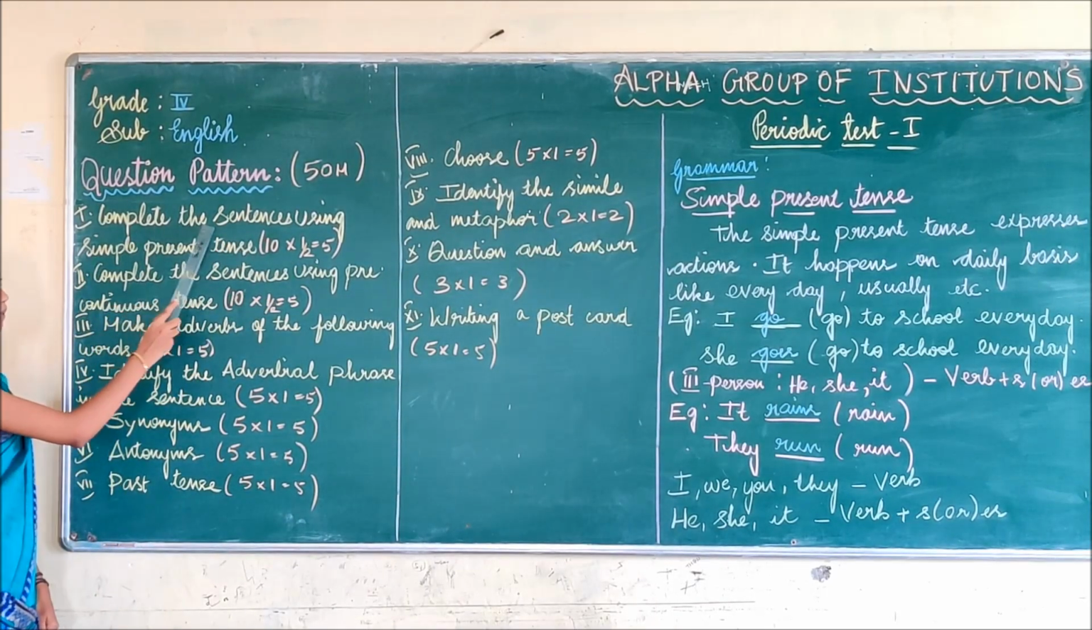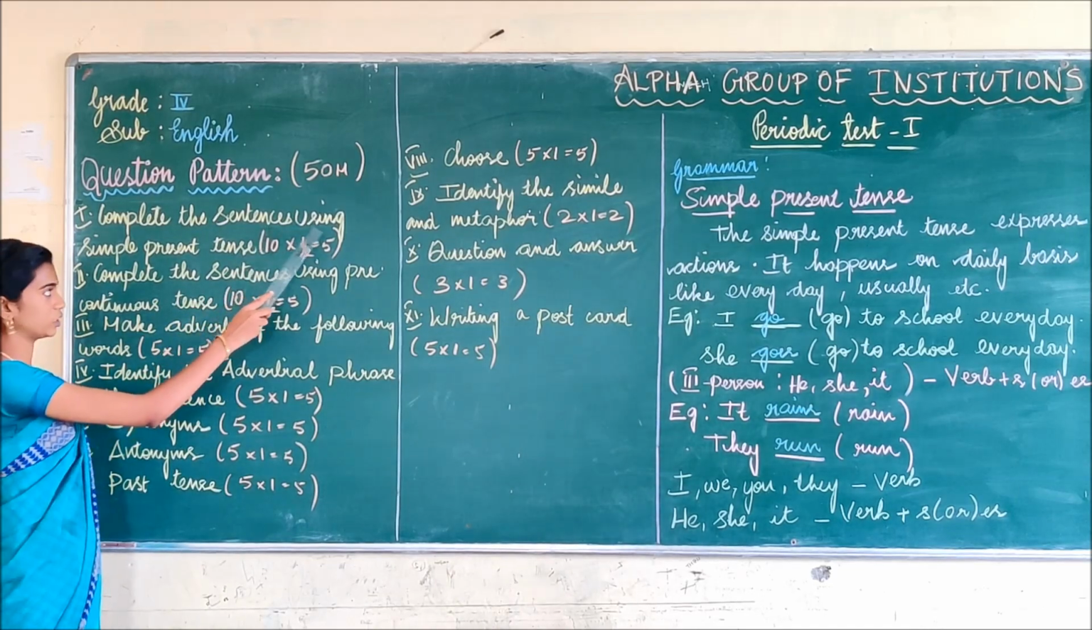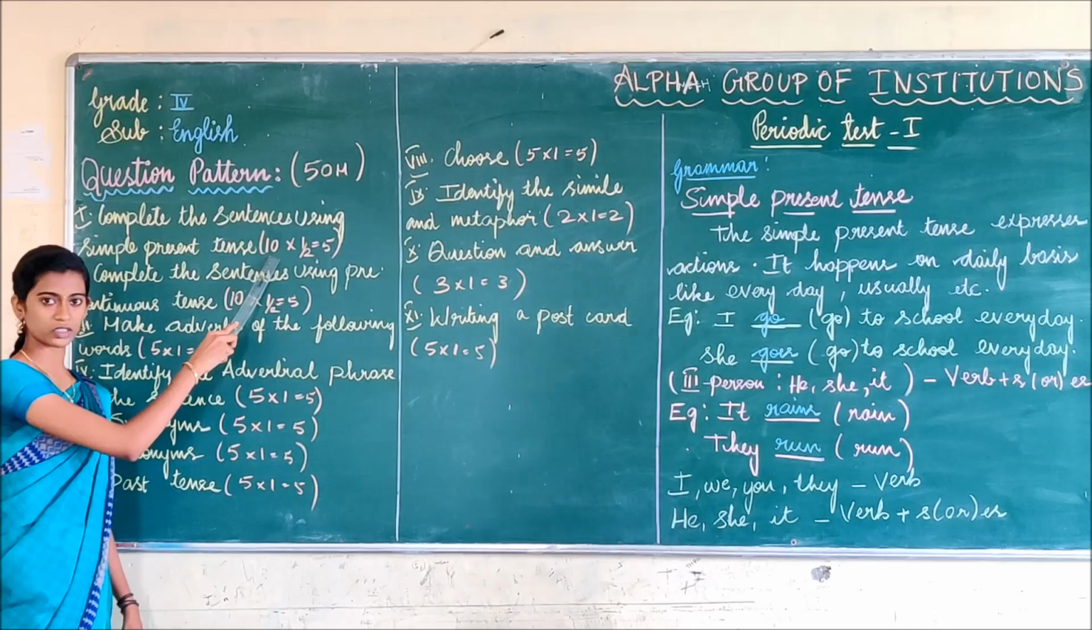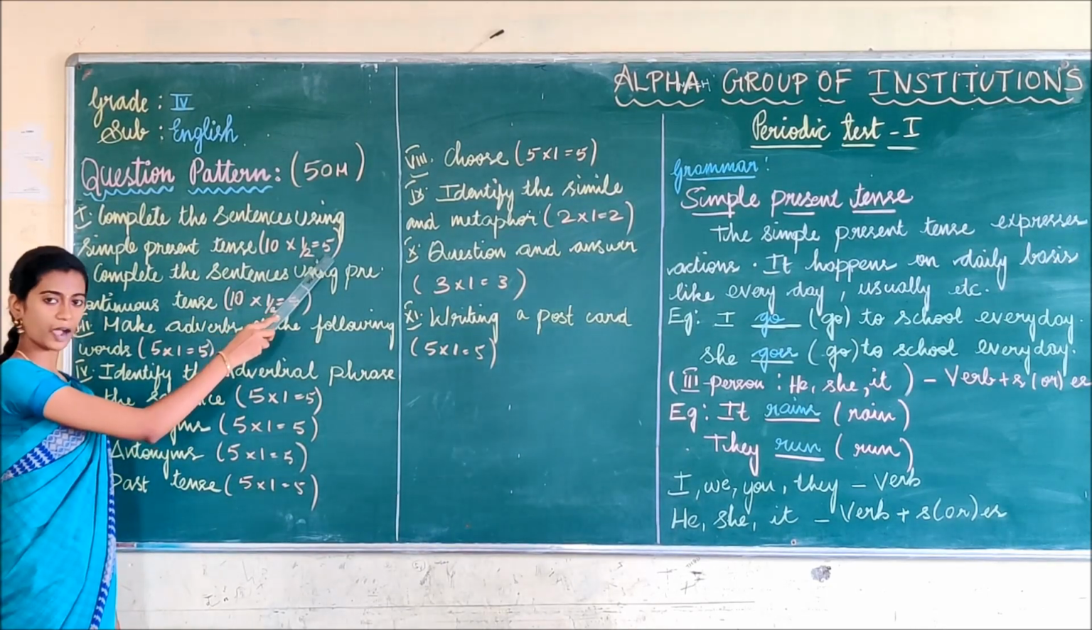First one. Complete the sentences using simple present tense. So there will be 10 questions. Each question carries half mark and totally 5 marks.